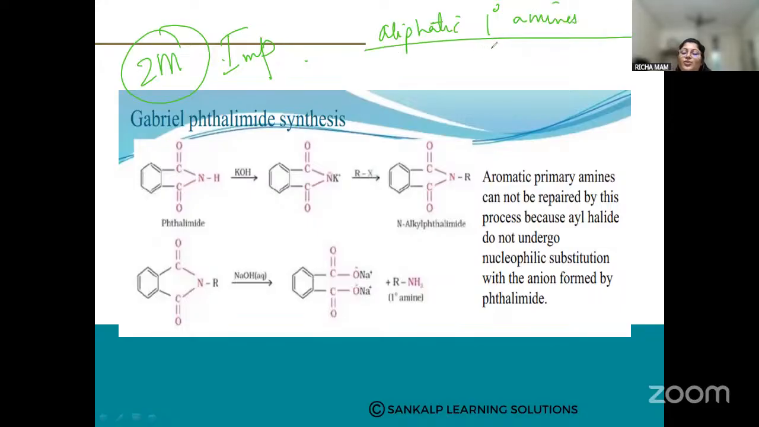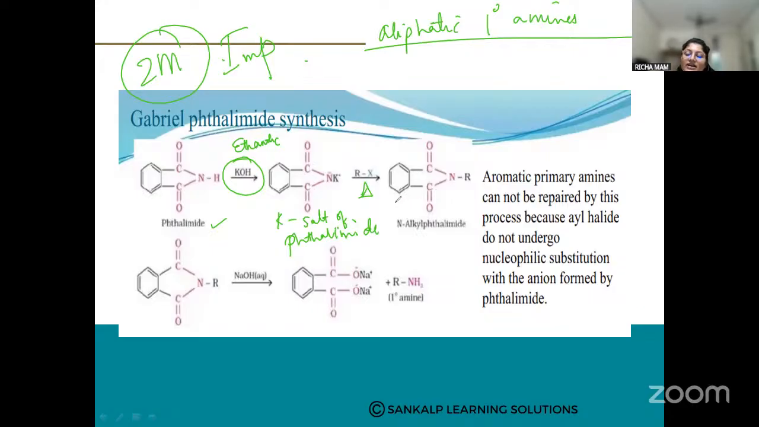So what we are doing, we are taking a phthalimide. This phthalimide is treated with ethanoic potassium hydroxide, and I'm going to get a potassium salt of phthalimide. This potassium salt of phthalimide is further heated with alkyl halide. So what is happening? It forms N-alkyl phthalimide.